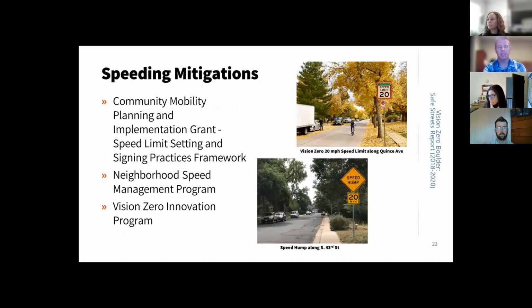So there are a number of things we've done to try to mitigate speeds, mostly on our local streets though, in terms of our neighborhood speed management program and our Vision Zero innovation program. The grant that's listed at the top will allow us to take a more comprehensive and holistic look at how we set speed limits within the city and then how we sign speed limits within the city. So we're excited to kick that off next year.